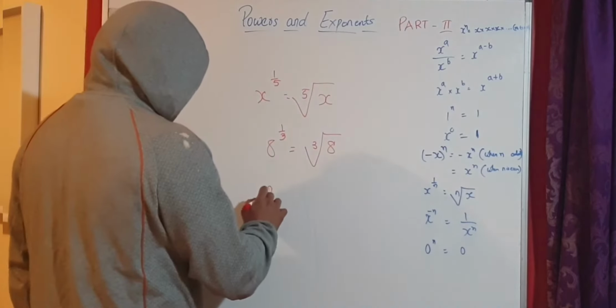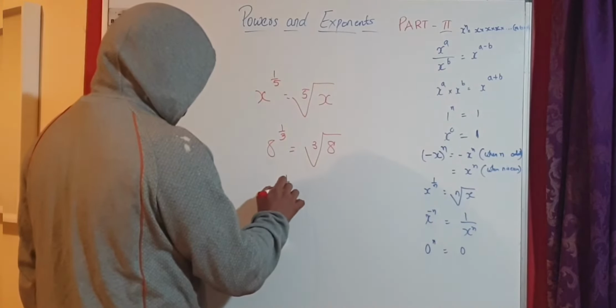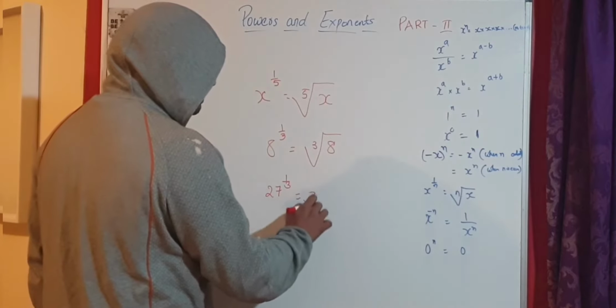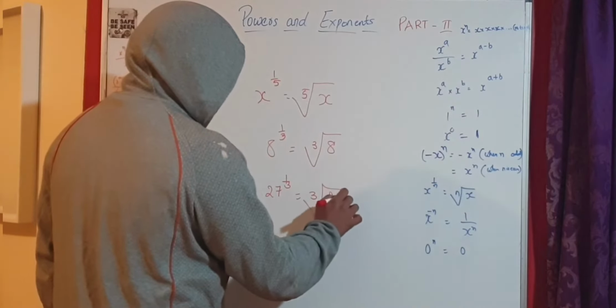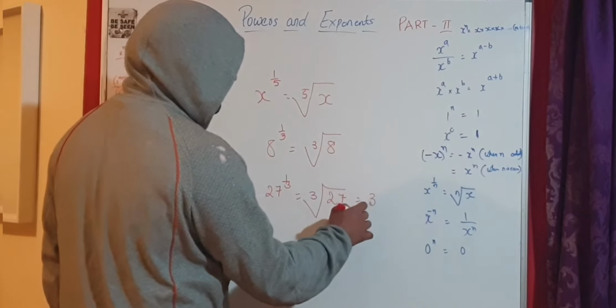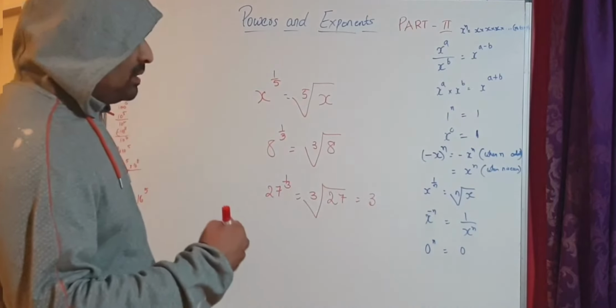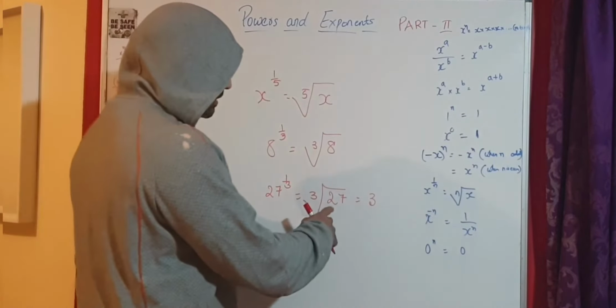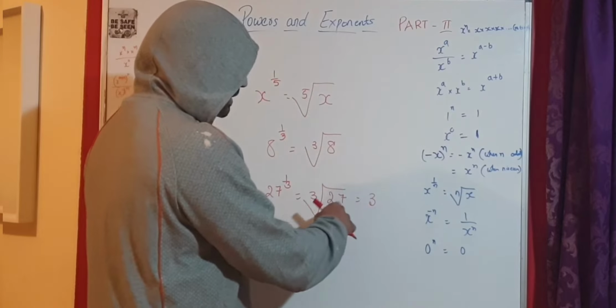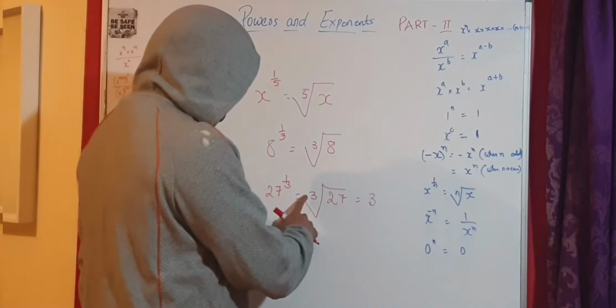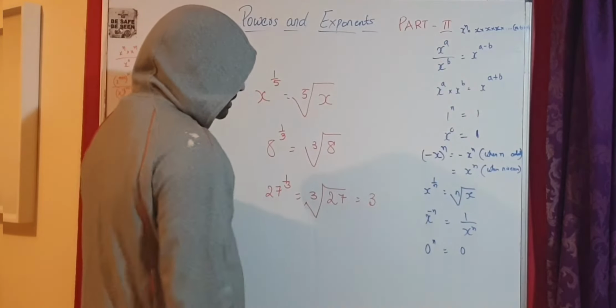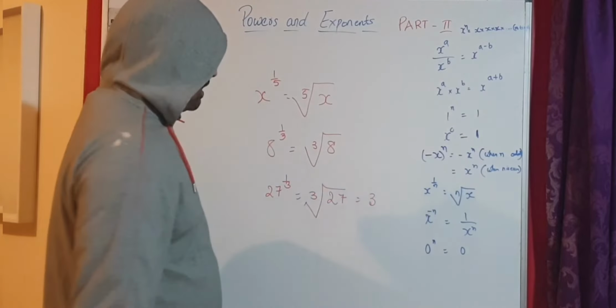Okay, 27 to the power of 1 by 3 can be written as the cube root of 27, which is going to be 3. If you multiply 3 by itself 3 times, you get the number that is under the root. In this case it is a cube root. This is how you have to evaluate it.